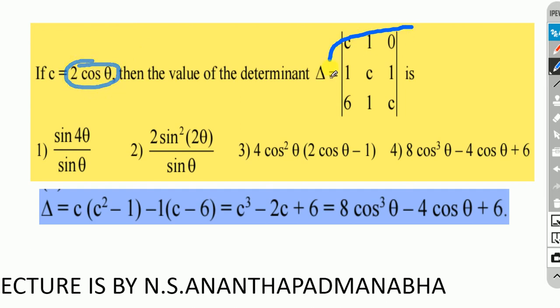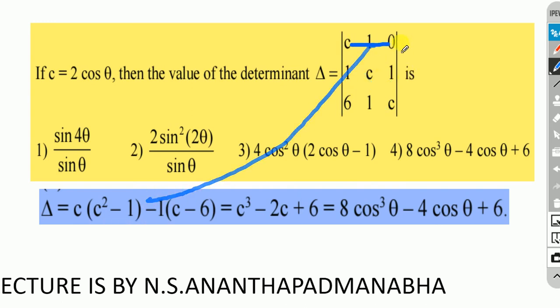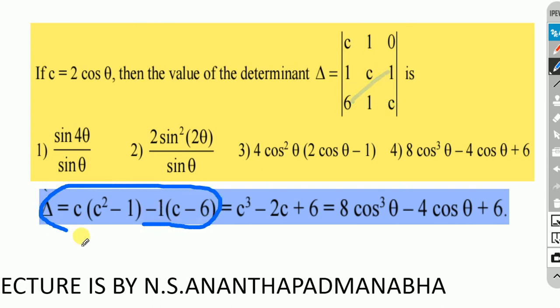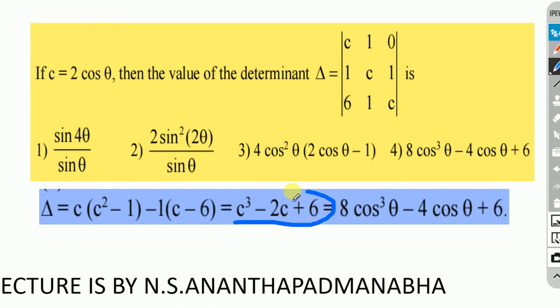First I will expand this determinant along the first row, that is C into C square minus 1 here, minus 1 into, when you leave this row and column, I have C minus 6 here, which is equal to C cube minus 2C plus 6. That is C into C square is C cube, minus C here, minus of minus 1 into C is minus C, so minus 2C, and minus 1 into minus 6 is plus 6 here.